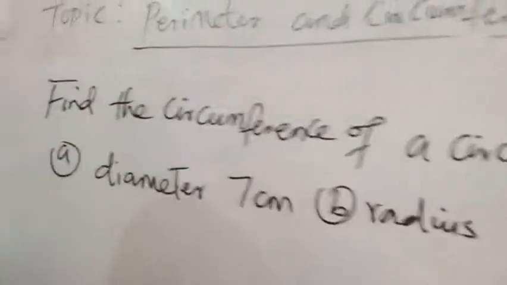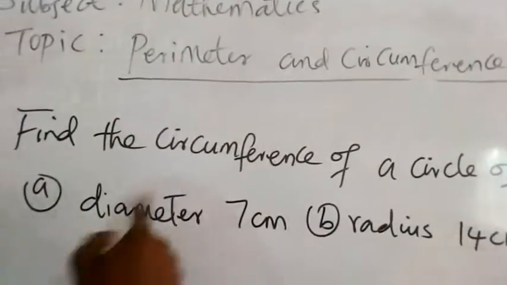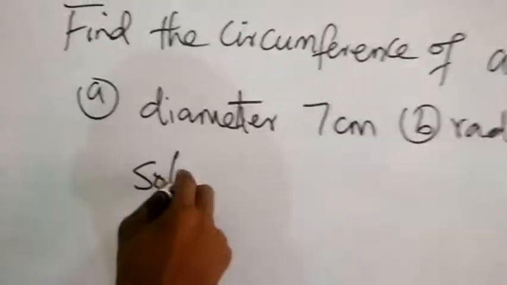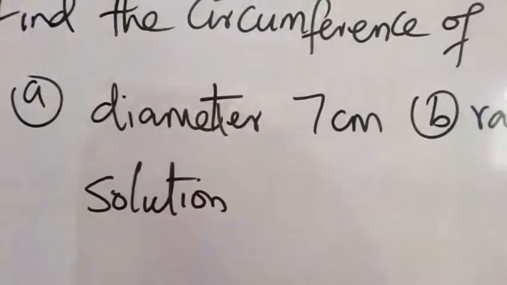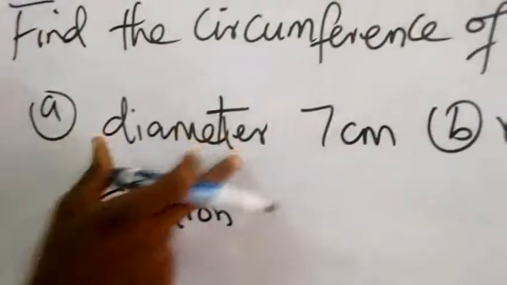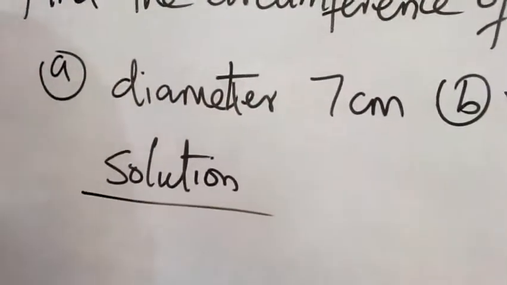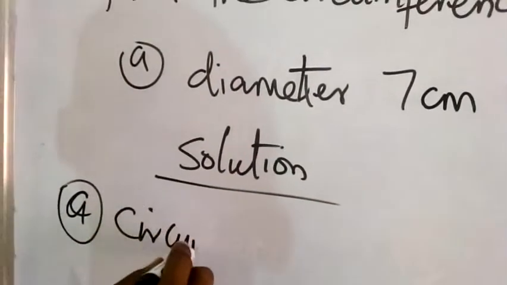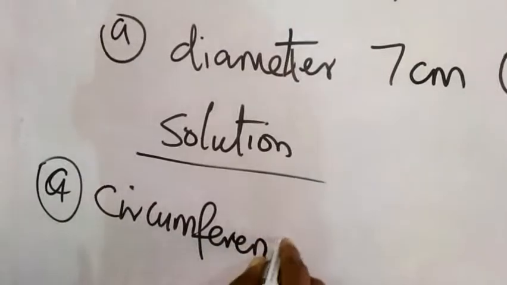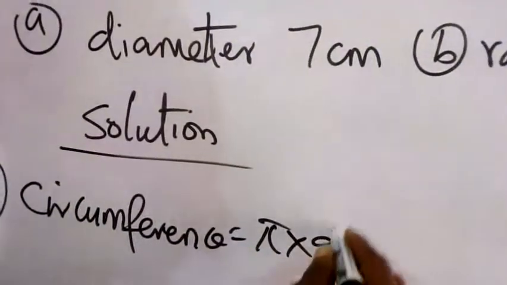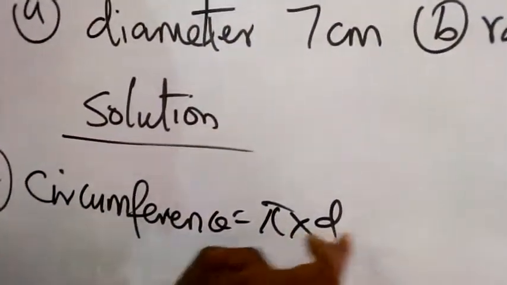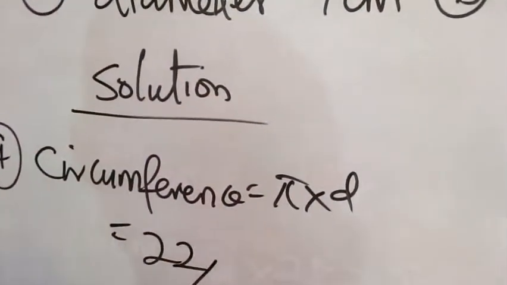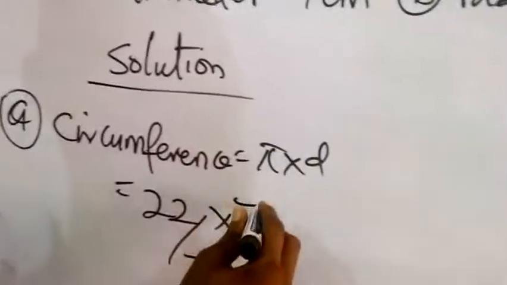Find the circumference of the circle of diameter 7 cm and of radius 14 cm. So for the first one, the diameter is given, so we apply the formula pi times diameter to get our circumference. The circumference is given as pi times d, where pi is 22/7 and d is our diameter, 7 cm. So we have 22/7 times diameter of 7 cm.